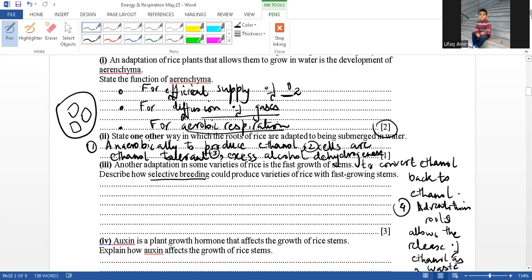Next question says: state one other way in which the roots of rice are adapted to being submerged in water. So roots are adapted in multiple ways to survive submerged in water. They can respire anaerobically to produce ethanol. The cells of the rice plant are tolerant to ethanol, so they can survive easily on anaerobic respiration. Then excess alcohol dehydrogenase is produced. It's an enzyme which converts ethanol back to ethanol. So this is how they can break the ethanol back.